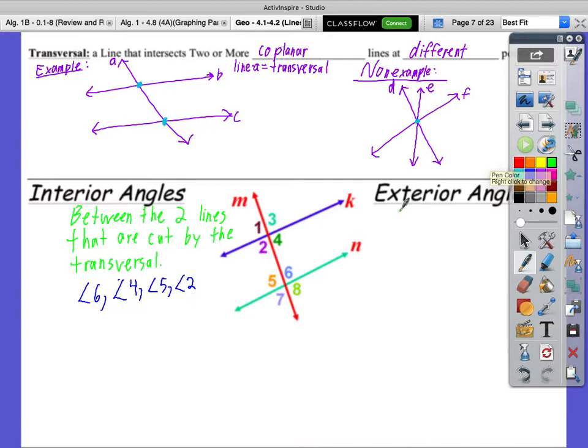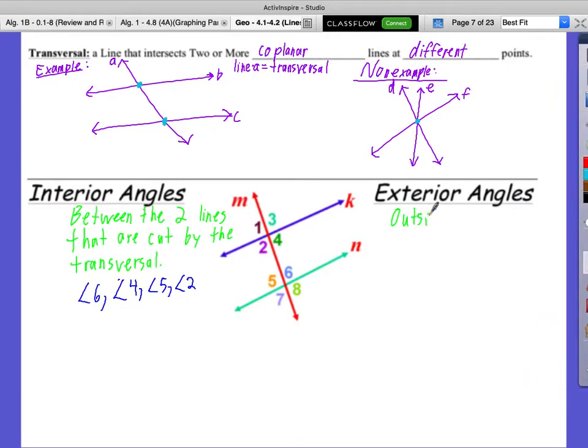So exterior angles are going to be outside the two lines that are cut by the transversal.